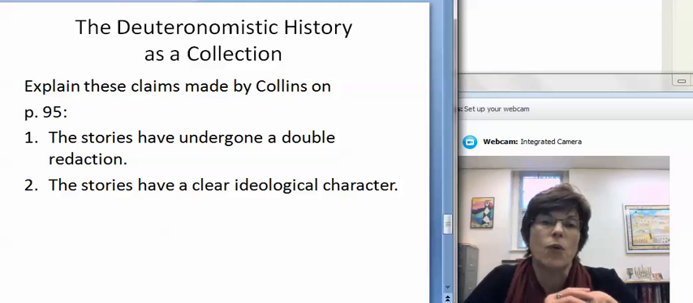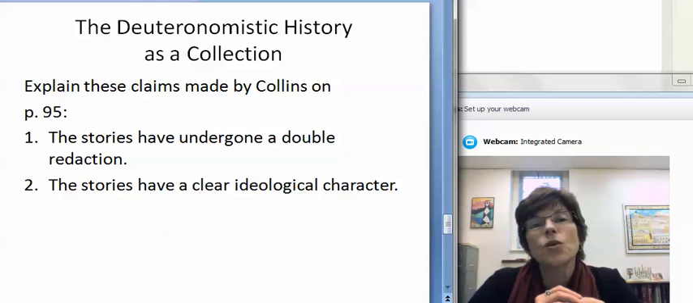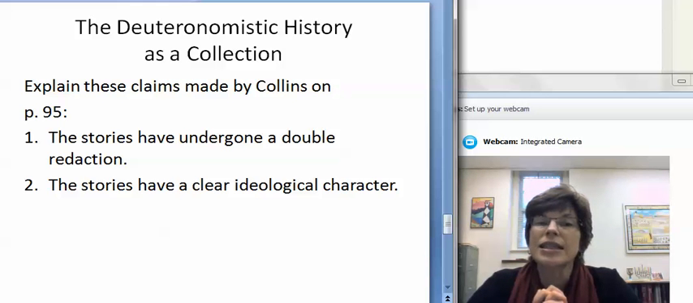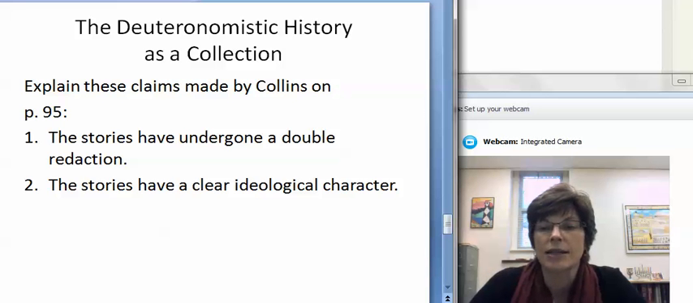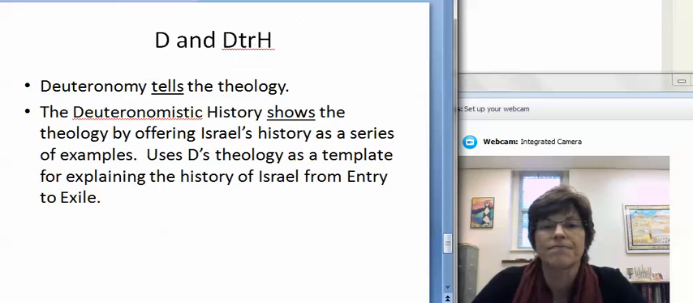This is incredibly important and an idea that we'll work on for the weeks ahead, that these stories have a clear ideological character, that what we will read in Joshua, Judges, Samuel, and Kings are not attempts to simply give us just what happened, but instead a theologically crafted story that attempts to get across a sermon point that is the same sermon point as the book of Deuteronomy.